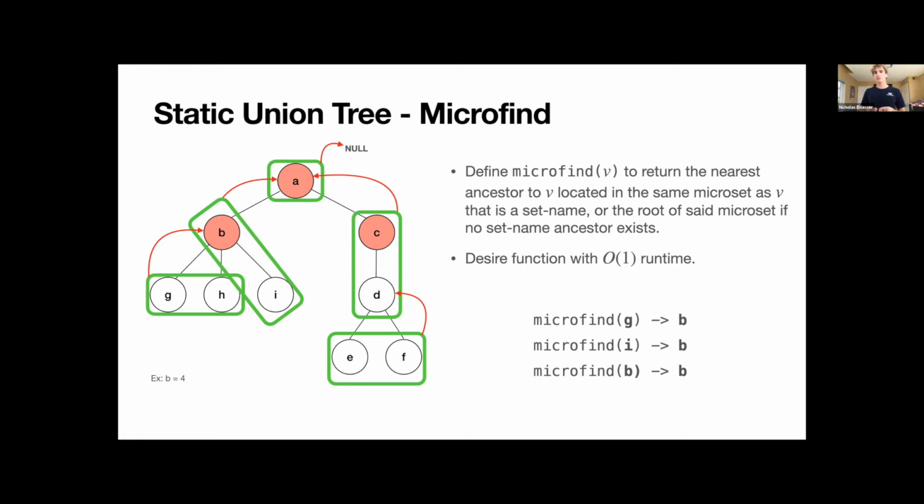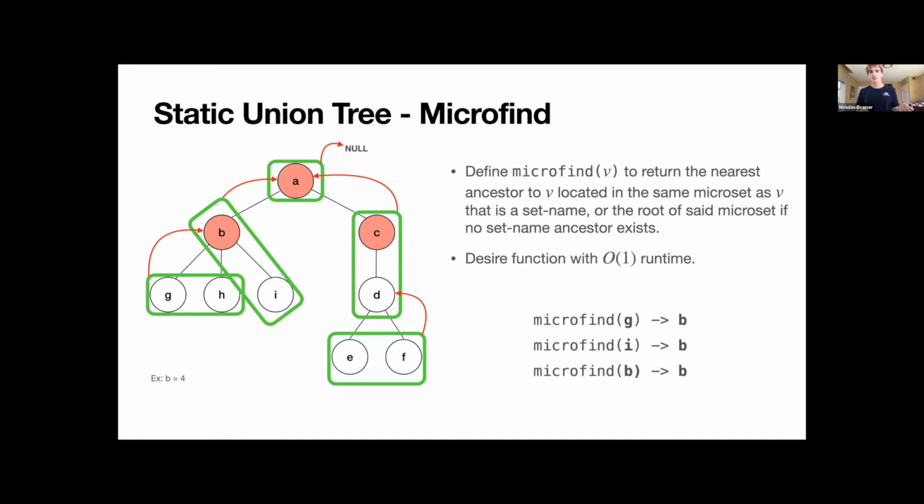is going to return the nearest ancestor to V that is within the same microset as V, that is a set name at the current time in operations. And then if no such node exists, then we're going to return the root of the microset. And then we're going to construct this function to have an O(1) runtime. And so just for some examples, you can see I have the set names marked in red, and then some examples of what microfind would return.